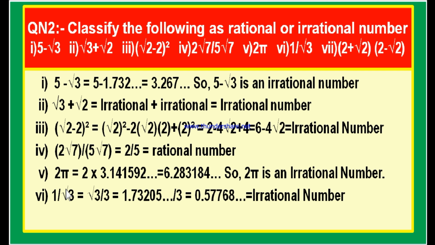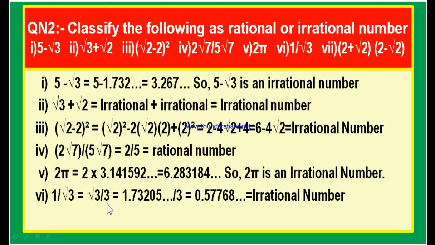Now sixth bit, 1 by root 3. If you multiply both numerator and denominator with root 3, then this is equal to root 3 by 3. Isn't it? 1 into root 3 is root 3, and root 3 into root 3 is 3. We have to divide 1 by root 3, but it is very difficult to divide 1 with root 3 because root 3 is non-terminating, non-recurring. Therefore, I multiplied both numerator and denominator of this fraction with root 3. Then 1 into root 3 is root 3, divided by root 3 into root 3 which is 3.